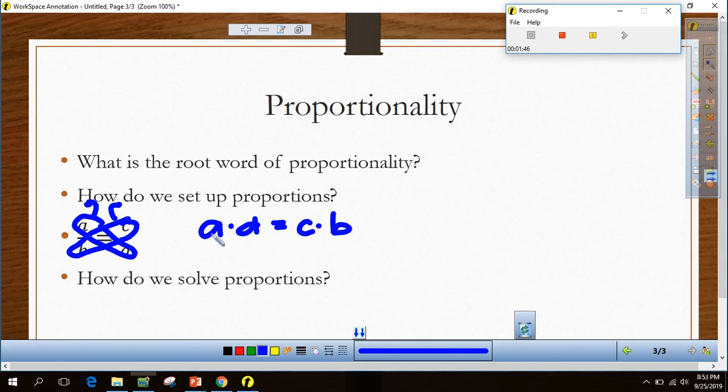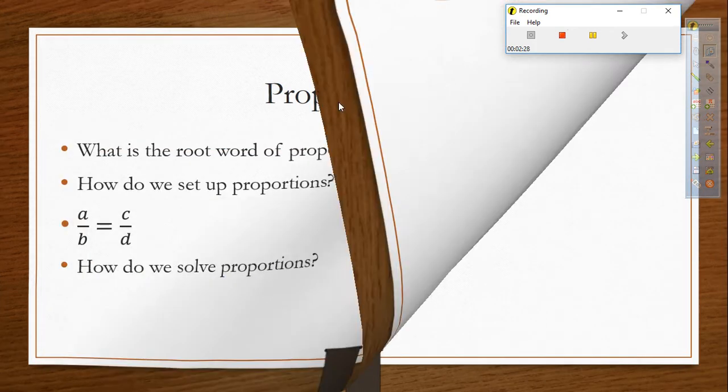For instance, if I knew what A and D was, I could multiply them together. If I knew what C was, I would divide both sides by C to get B by itself. So you will hear me refer to cross multiply and divide. That is the same thing as cross products or your butterfly method. So let's look at some examples.